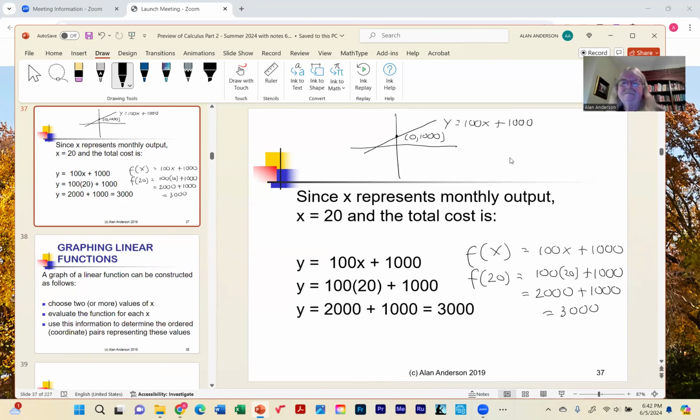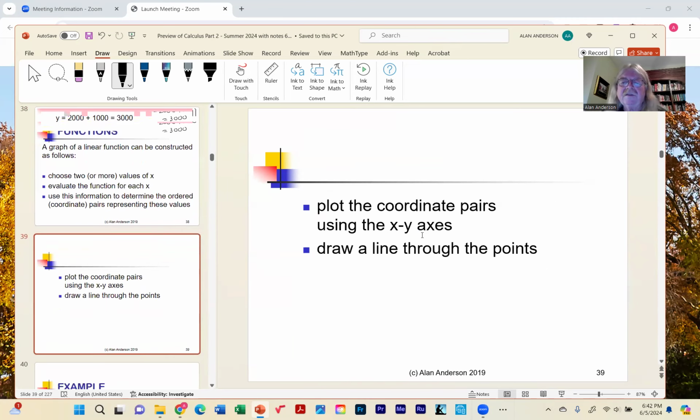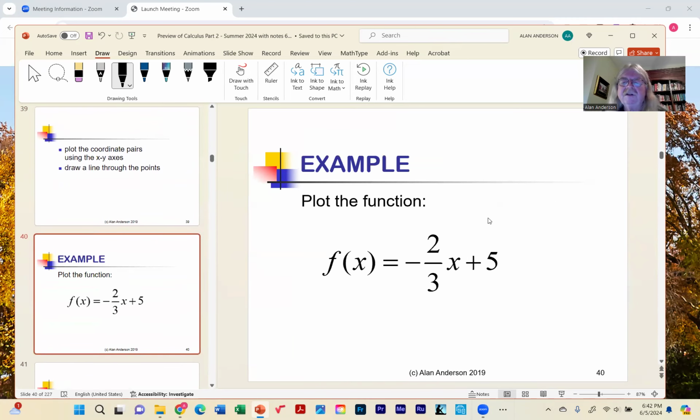All right. So now we're going to look at some different examples. Here's the function minus 2/3 x plus 5. Now, right away, just by looking at this, we know that it has a negative slope, but a positive intercept.